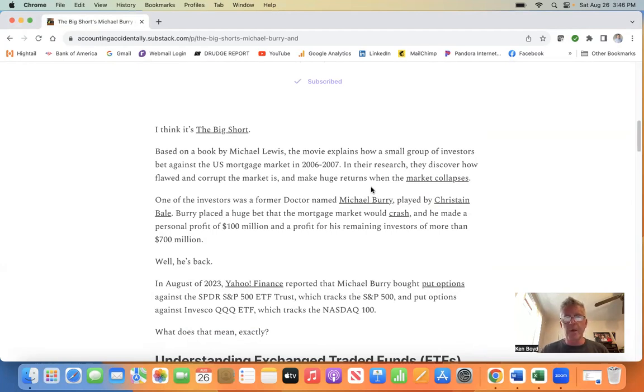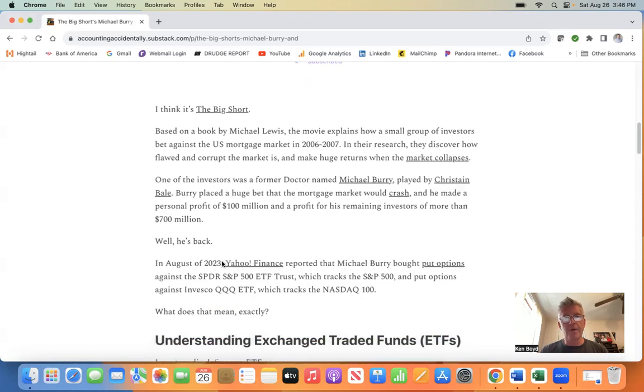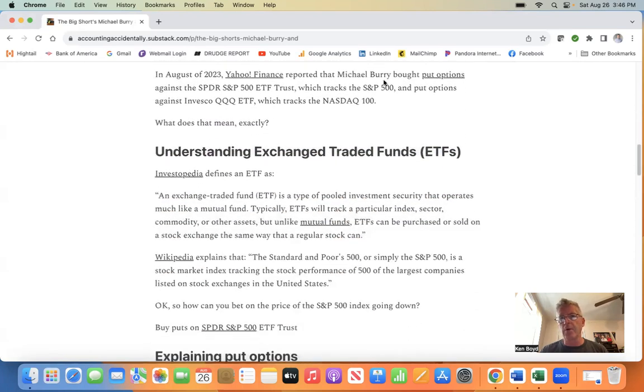A lot of stars are in it, including Christian Bale, who plays a former doctor named Michael Burry. And Burry places a huge bet that the mortgage market would crash, and he made a personal profit of $100 million and a profit for his investors in his fund of $700 million. Well, he's back. In August of '23, Yahoo Finance reported that Michael Burry bought put options on the SPDR S&P 500 ETF, which tracks the S&P 500 index, and put options on the Invesco QQQ, which tracks the NASDAQ 100. So what in the world does all this mean?